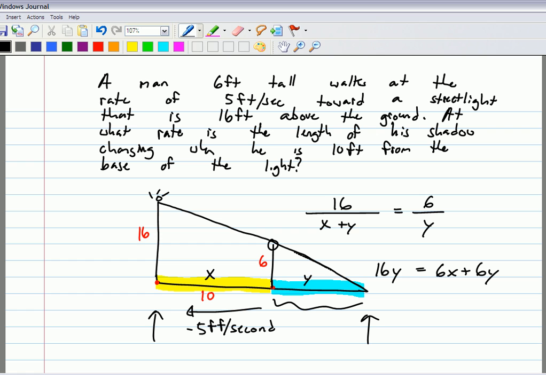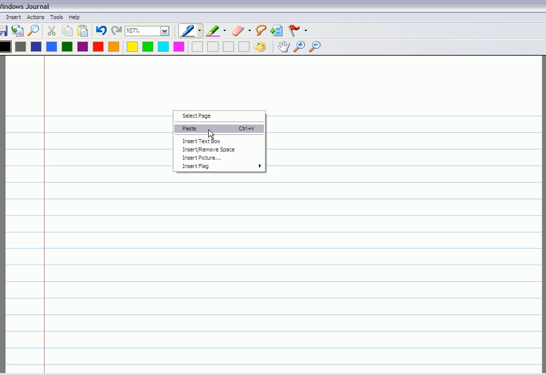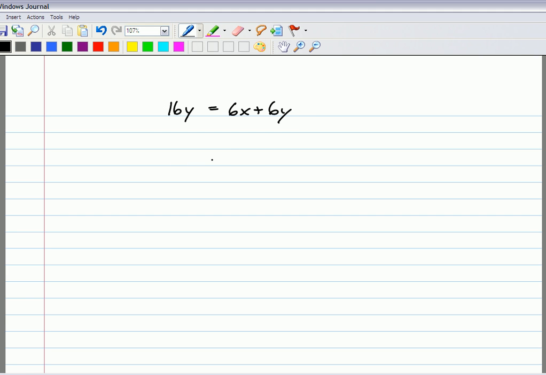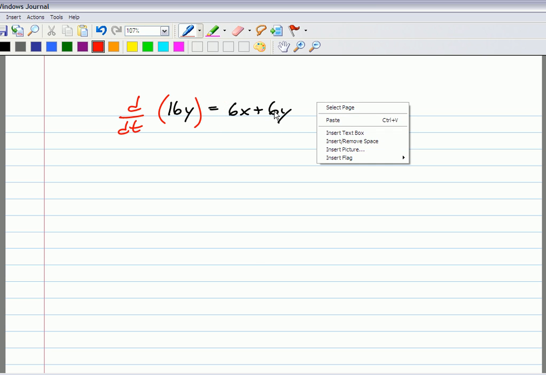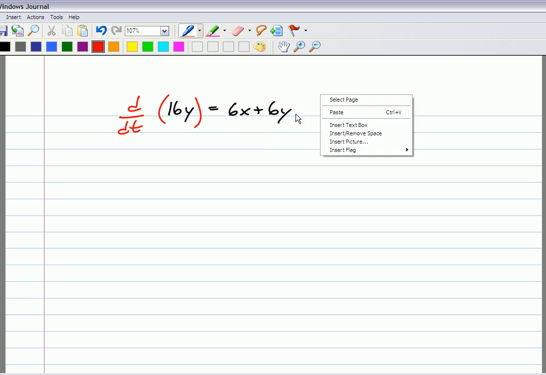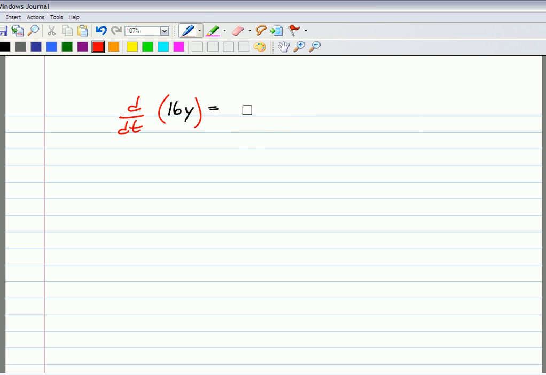So we're here, right? We built a model, 16y = 6x + 6y. Take the derivative of both sides with respect to time. So the idea is, hey, by the way, these two quantities are always equal. Boom. Then the rate at which they change with respect to time will also be equal. Nothing monumental there. It just says, hey, if two things are always equal, the rate at which they change must also be equal.